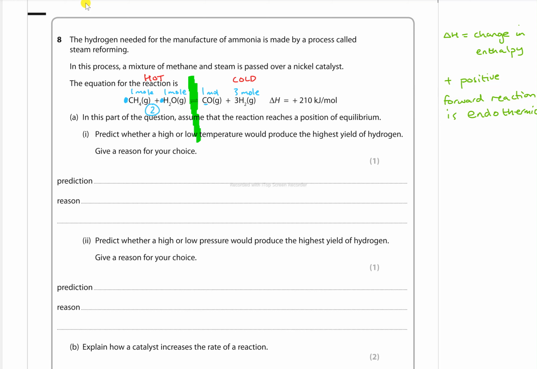Right. It's a molecule or it's a mole, however you want to see it, just as a particle. So we've got 4 here, so I know straight away this has got more moles or more particles, so it's the high pressure. This will be low pressure. Right.